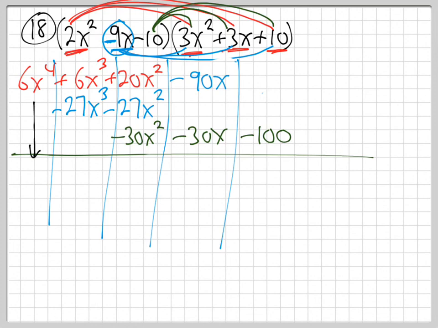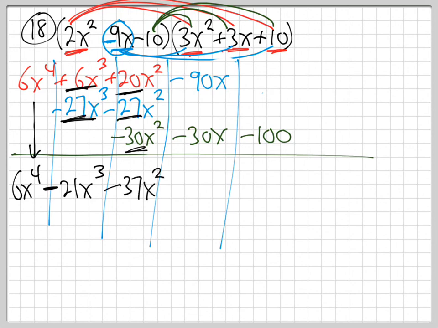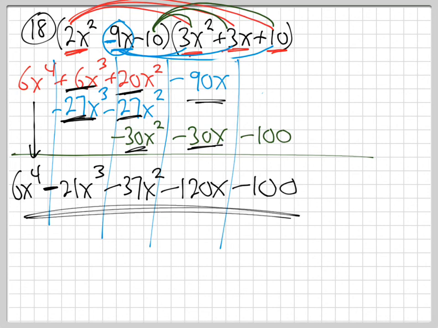So I'll just bring this down. 6x to the 4th right here. Plus 6x cubed minus 27. What's that? Minus 21 x cubed, right? If you gain $6 and lose 27. This one, 20 minus 27 is minus 7, minus 30, is minus 37. Minus, if you lose $90 and lose $30, you lost $120, minus 100. There it is.